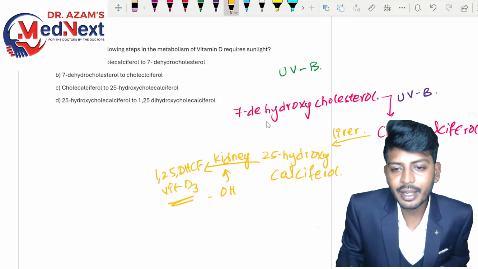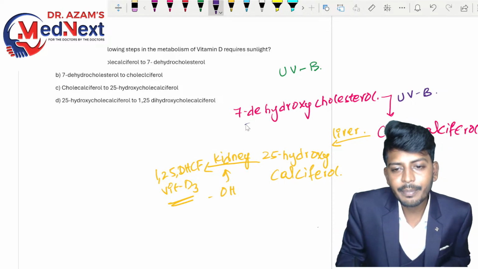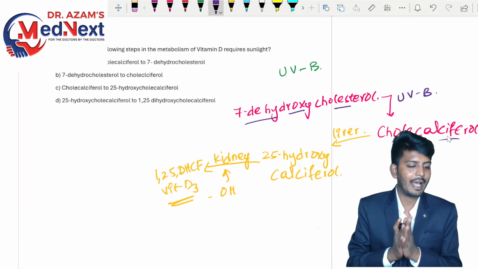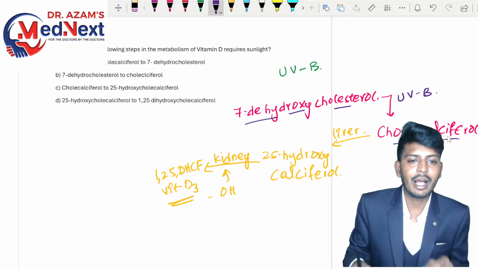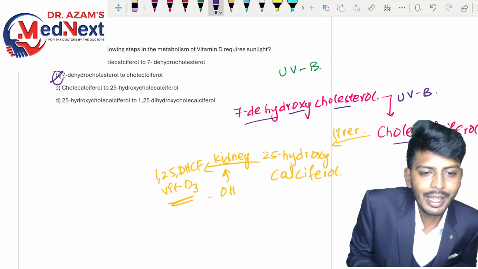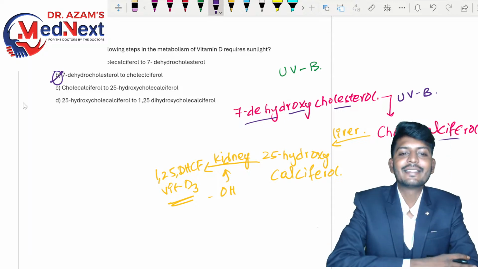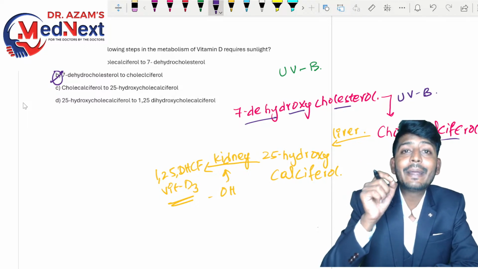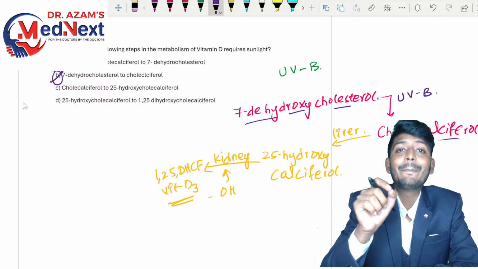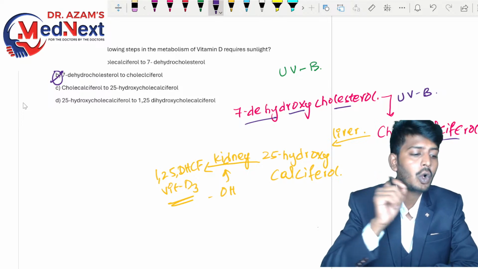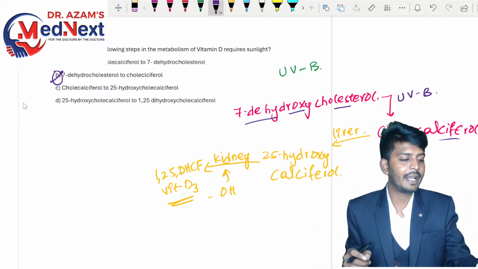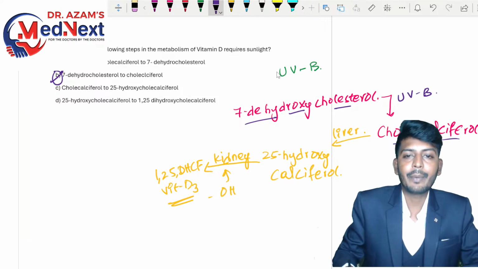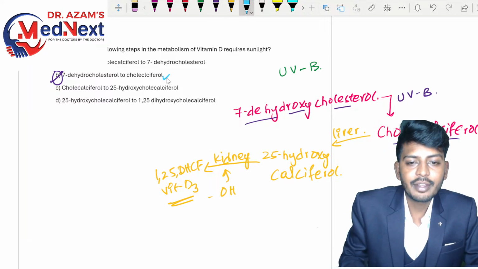So the correct answer here: from 7-dehydrocholesterol to cholecalciferol, as you people already told. Very good. The answer is B. Remember, vitamin D is dependent upon cholesterol, my dear students. Dependent upon what? Cholesterol. This is a very, very important point to be remembered. So the answer is B.